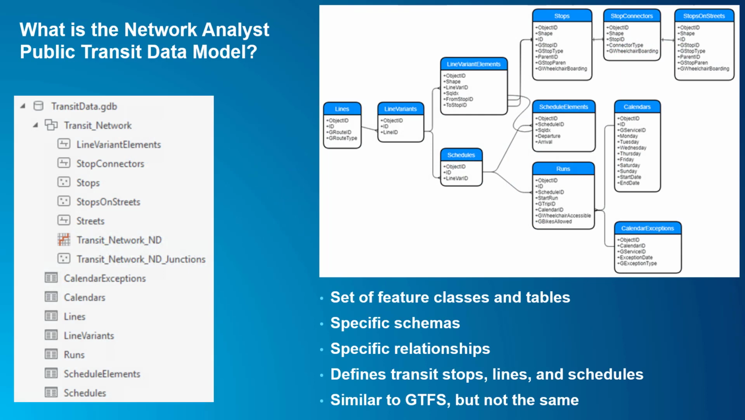Before we dive in, I just wanted to remind you about the Network Analyst public transit data model. This is the set of feature classes and tables we use for storing the public transit stops, lines, and schedules. We need our data in this format before we can create the network dataset. For more details and descriptions of this data model, please refer to the earlier video.